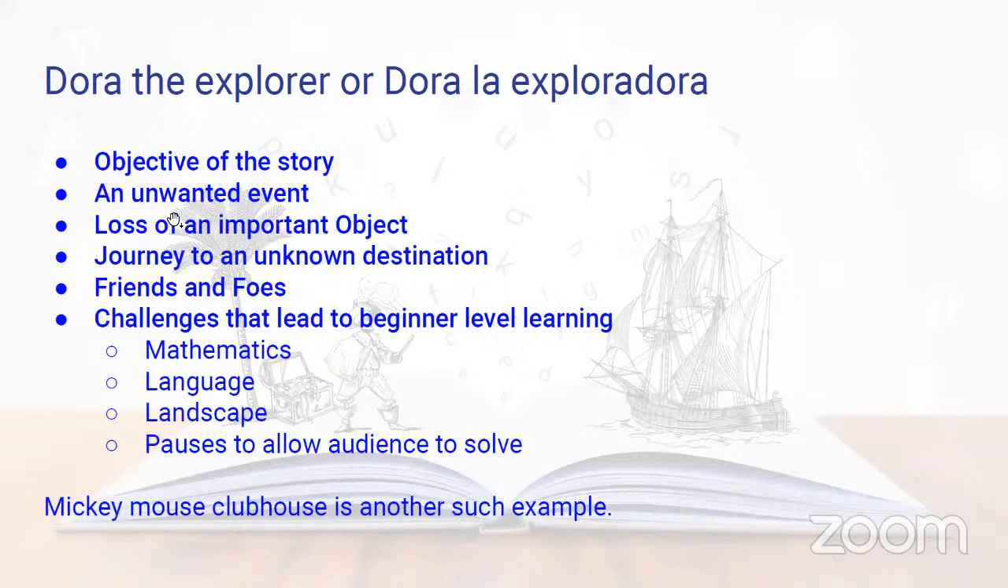Loss of an important object, an unwanted event, a journey to an unknown destination, there are different phases, you get clues, people help you out, you have friends and foes, you actually do very simple mathematics, language, landscape. But the most important part, what I love about Dora, is it pauses to allow the audience to solve. That is where it engages.